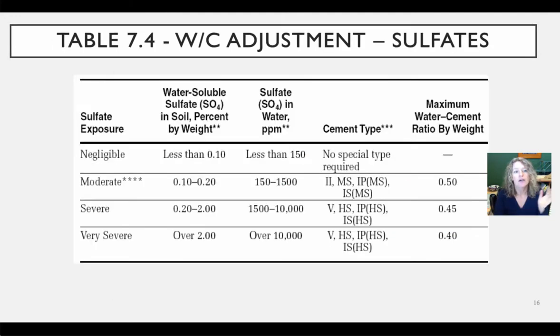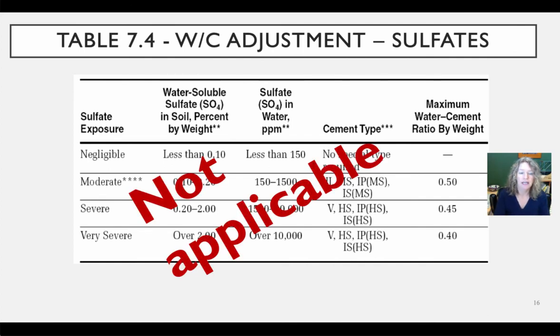When we look at table 7.4, this is just if you have concrete that's exposed to sulfates. We don't. In this class, you will be told in your problem statement whether or not sulfates are there and if it's moderate, severe, or very severe. And so for us, this is not applicable, right? So what that now tells us, we checked figure 7.3, table 7.3, and table 7.4, and the lowest water to cement ratio that we came out with was 0.42. That is going to be our water to cement ratio that we're going to move forward with.